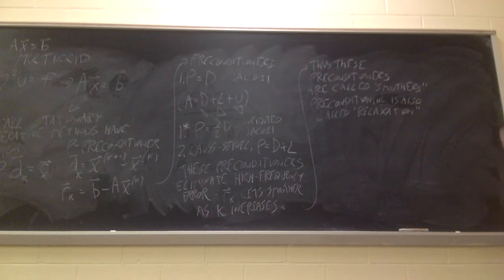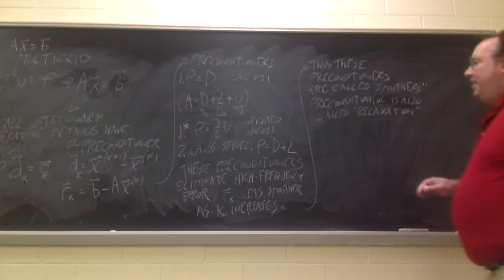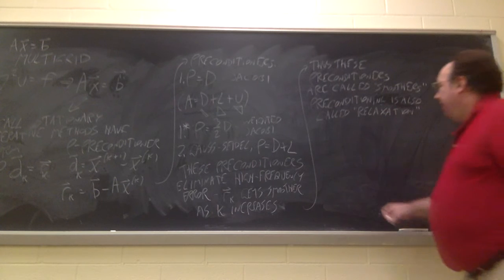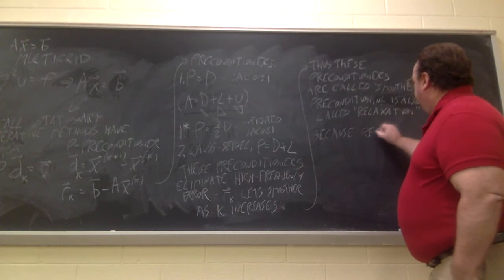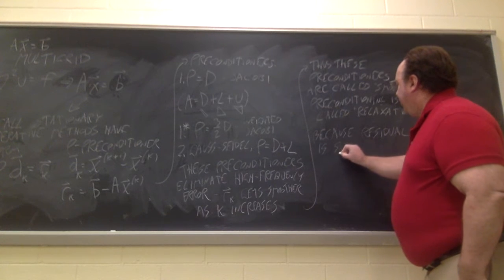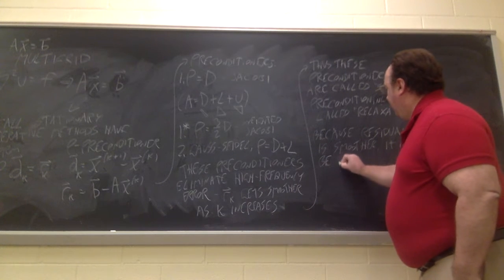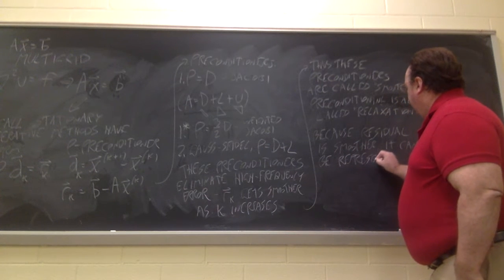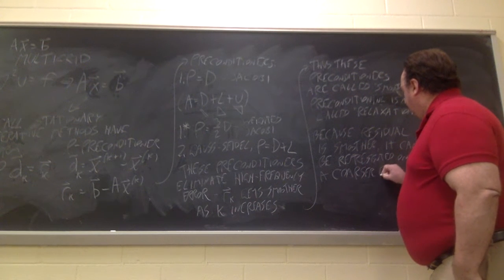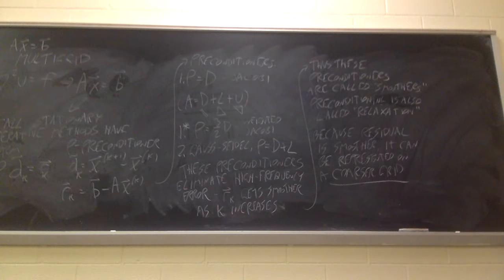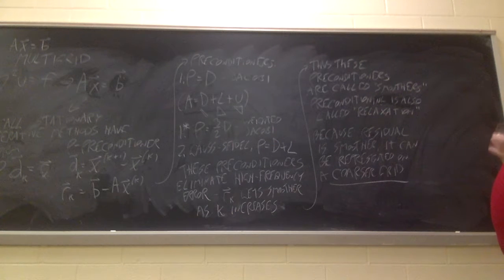Okay. So, how can we... So this observation about what the error looks like is essential because it can be exploited. So this is the most important thing I'll write about multigrid, right here. Because the residual is smoother, it can be represented on a coarser grid. I'm going to try to draw for you what that means.